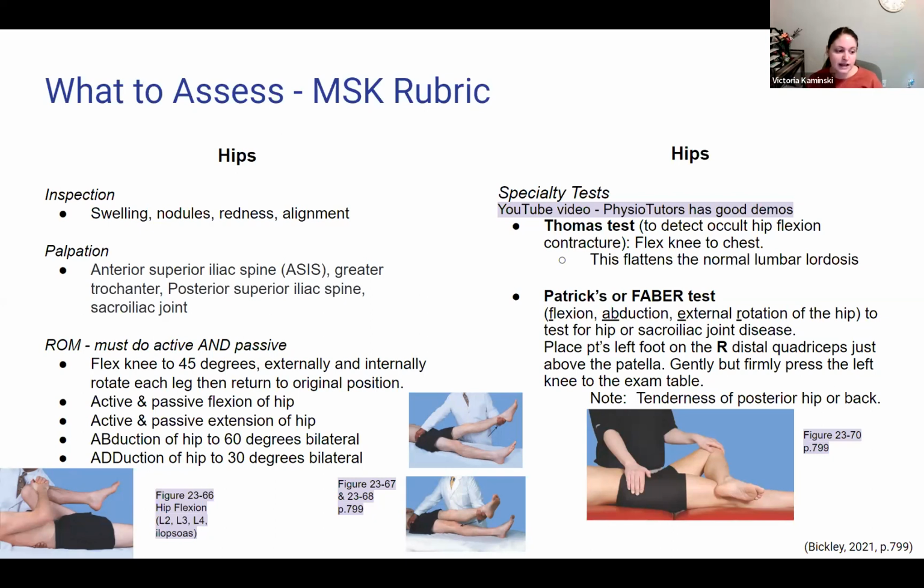Flexion of the knee, and that's at 45 degrees, externally and internally rotating the leg. Active and passive hip flexion, active and passive extension of the hip. Abduction, adduction, again, those are going to be at varying degrees. And then with the hips, you have specialty tests. Again, Physio Tutors does a great job of showing you the Thomas test as well as the Patrick's or the FABER test. And there is a visualization of that FABER test there for you.